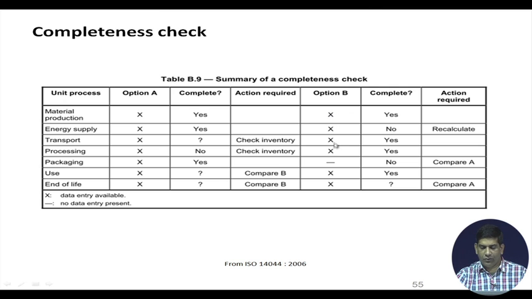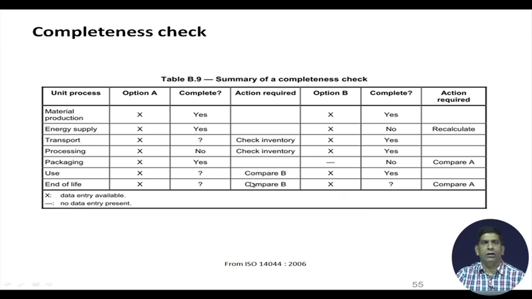Here, again, for material the data is available for everything other than packaging. If the packaging data is not available and it's a similar product to product A, we can compare with A: whatever information is available for A, we can use it for B and do the comparison. Again, the completeness check can be done wherever the completeness is not there. In terms of energy supply or packaging, where it is not available, we can compare with the A part. For end of life, the data was not sure, and it says compare with A, but for A also it is not available.